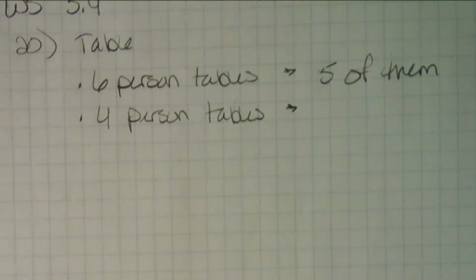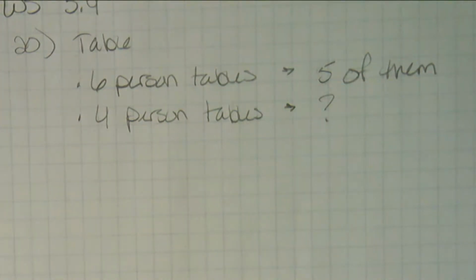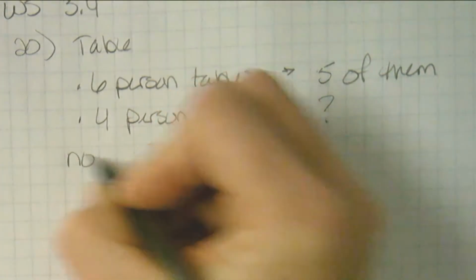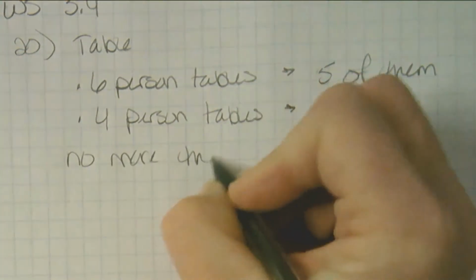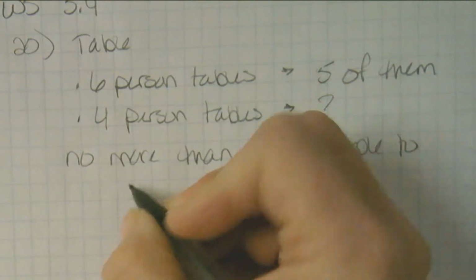All right, so I have 6-person tables. I know there are 5 of them. I have 4-person tables, and I don't know how many there are. So I'm going to put a question mark there. What I do know is that we have no more than 62 people to seat.